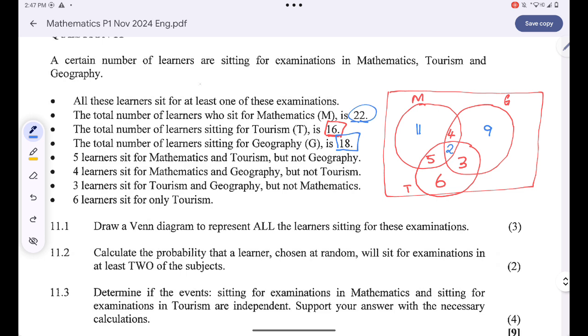Now let's find the total number of learners in the sample space. The total number of learners in the sample space, I'll simply have 11 plus 4 plus 9 plus 3 plus 2 plus 5 plus 6.